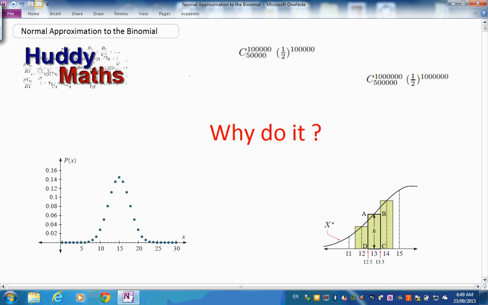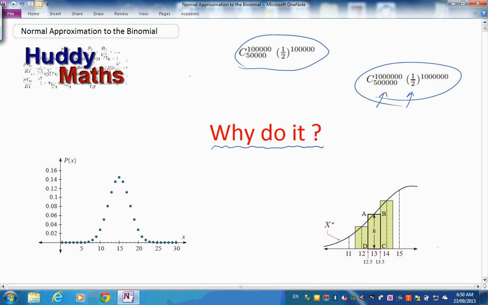Hey, welcome to Normal Approximations to the Binomial, and I want to start with a question, a burning hot red question here, and that is, why would you do it? Why would you try to approximate the binomial distribution with a normal distribution? Up here, maybe some of these expressions, what is this one? What's the probability of getting 500,000 successes in 1,000,000 trials with a probability of a half, all that sort of stuff.